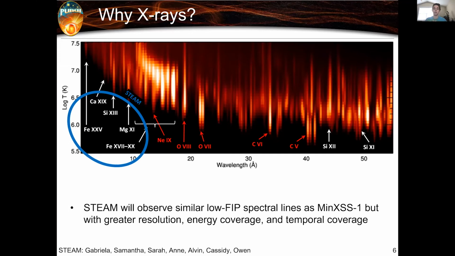Right here is a visualization of the X-ray spectrums of some elements in the sun, with spectral intensity being represented by relative brightness. On the y-axis is the log temp in Kelvin, and the x-axis is the wavelength in angstroms. The elements with the white labels that you can see here are the low FIP elements that I was talking about earlier, and the red labels are high FIP elements, but we will specifically be focusing on the low FIP elements circled in that blue circle there. STEAM will be observing similar low FIP spectral lines as MINCS, but we will have greater resolution, energy coverage, and temporal coverage.